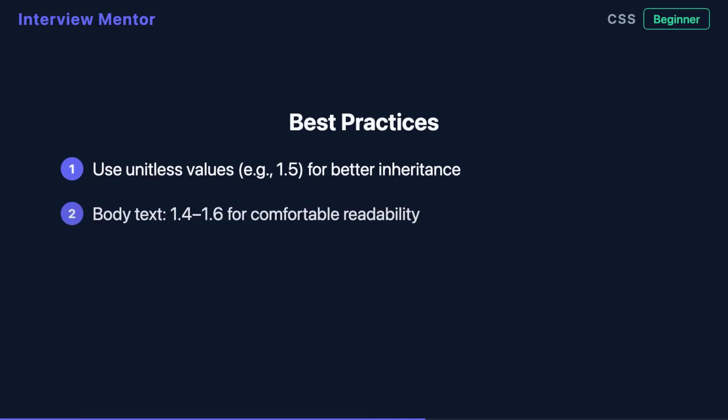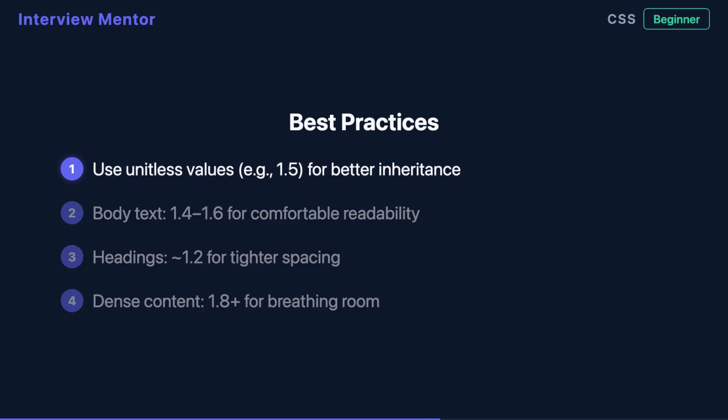Here are the best practices. First, use unitless values like 1.5 instead of percentages or pixels. Unitless values inherit better and scale proportionally with font size changes. Second, for body text, stick to the range of 1.4 to 1.6. This provides comfortable readability without making text feel too loose.